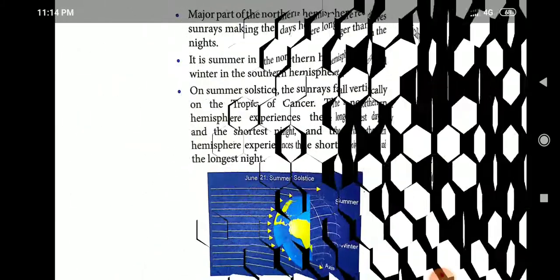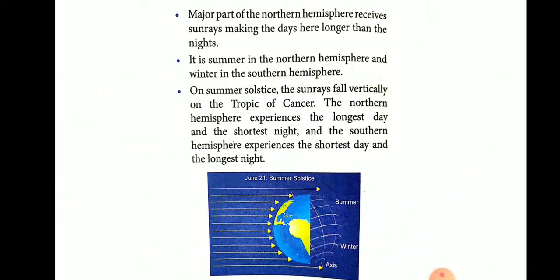Next we come to some more points. Major part of the northern hemisphere receives sun rays, making the days here longer than the night. That means during this solstice time, it is summer in the northern hemisphere and winter in the southern hemisphere. So summer solstice, the sun's rays fall vertically on the Tropic of Cancer, and the northern hemisphere experiences the longest day and the shortest night, and the southern hemisphere experiences the shortest day and the longest night, alternate to each other.